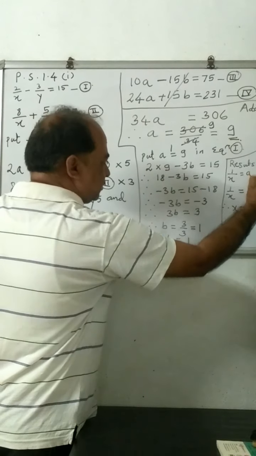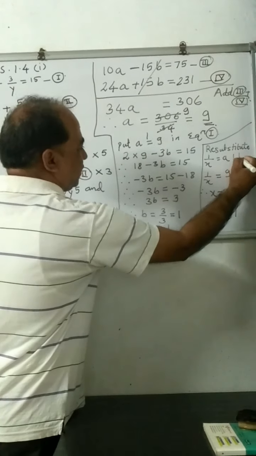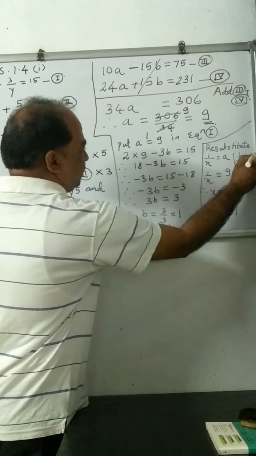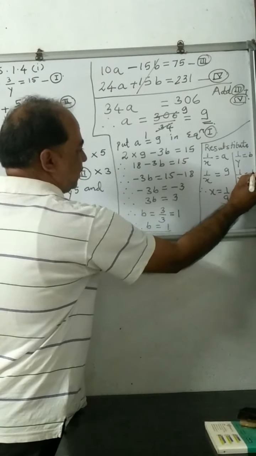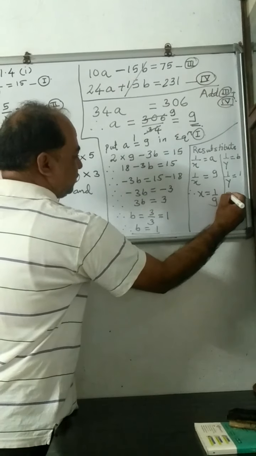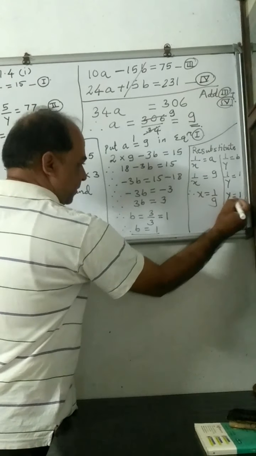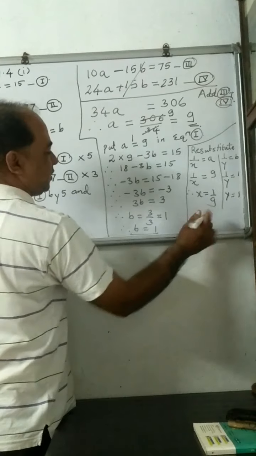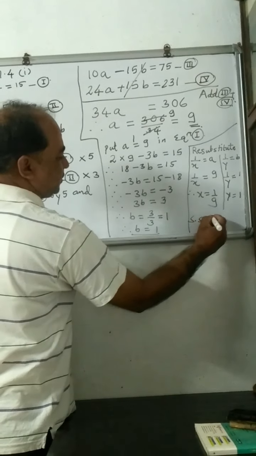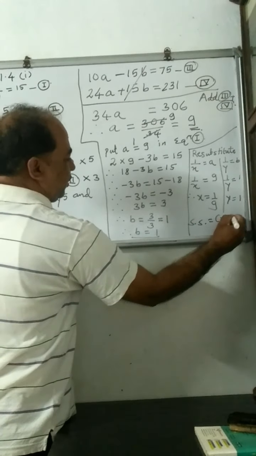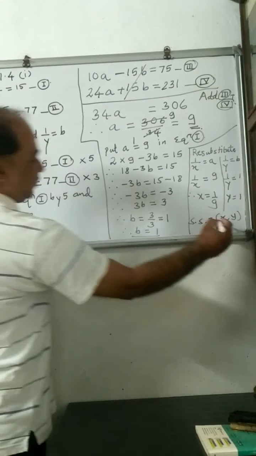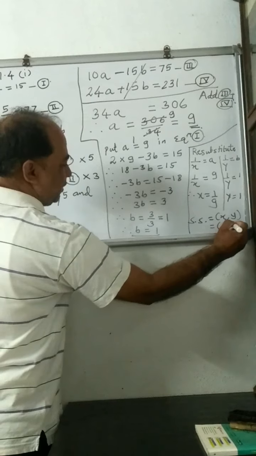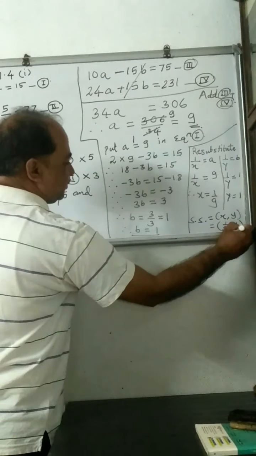And 1 upon y is equal to b. That is 1 upon y is equal to 1. And hence y is equal to the reciprocal of 1 upon y, which is 1. Hence the solution set is (x, y), where x is equal to 1 upon 9 and y is equal to 1.